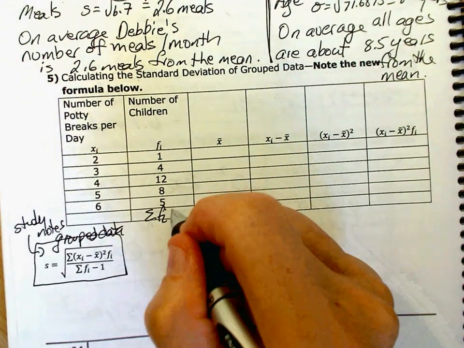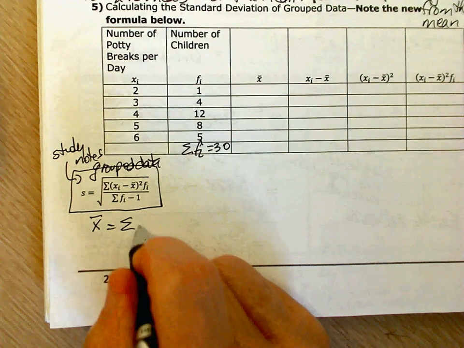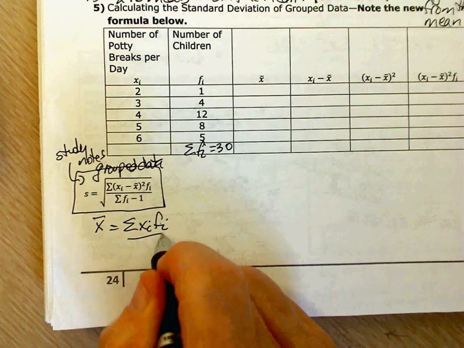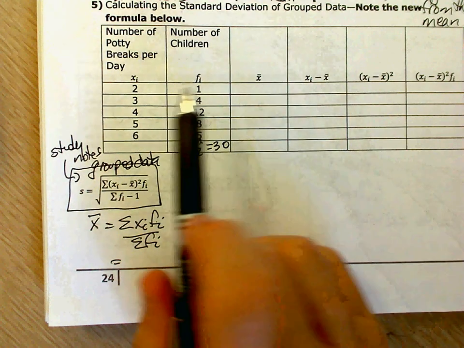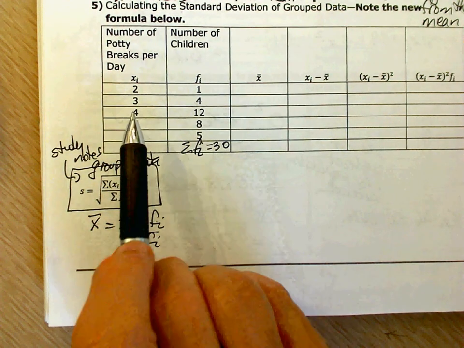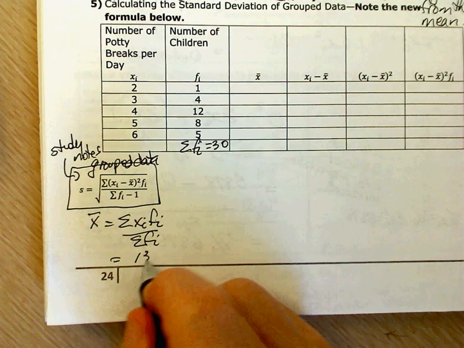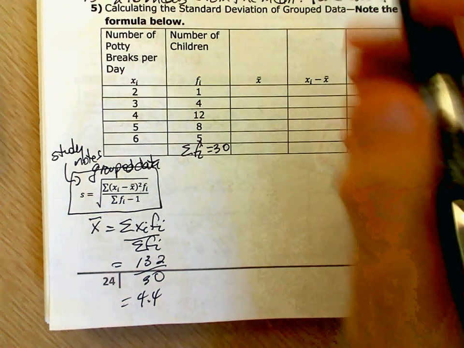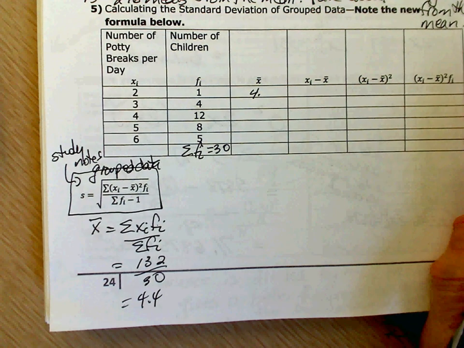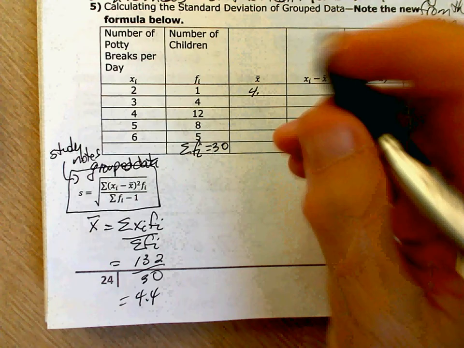X bar is equal to the sum of xi fi over the sum of fi. If I were to go 2 times 1 plus 3 times 4 plus 4 times 12 plus 5 times 8 plus 6 times 5, I would get 132 over 30, and that is equal to 4.4. So our mean is 4.4.